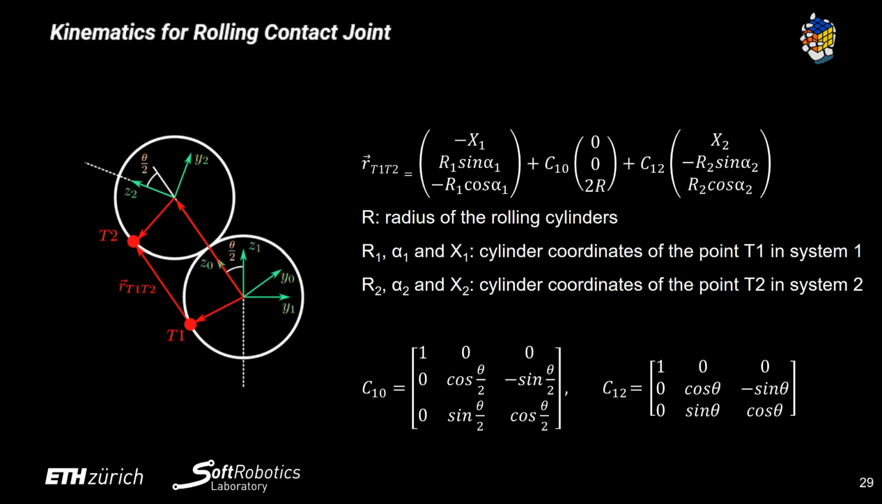R2, alpha2, and x2 are the cylinder coordinates of the point 2 in system 2. That means C1 to 0 and C1 to 2 are the rotation matrices mapping the coordinates from system 0 to 1 and from system 2 to 1. They are shown as we are showing it here, respectively.